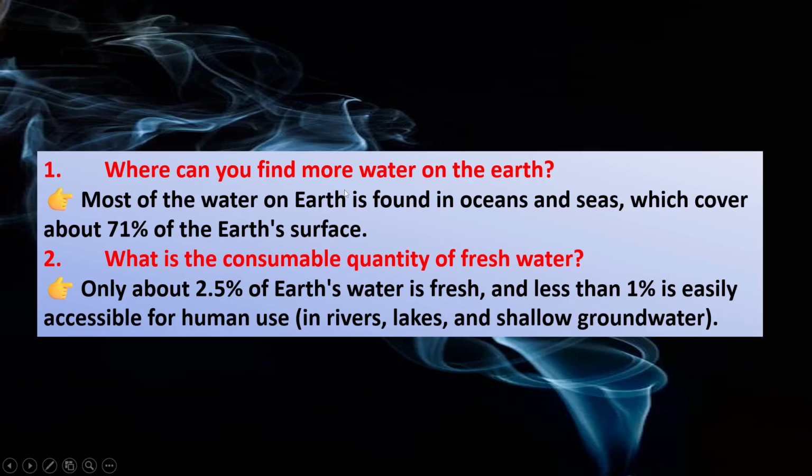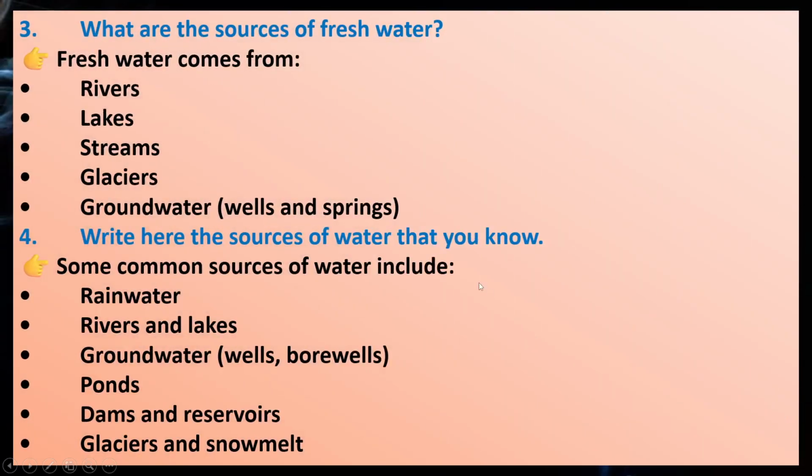First question, where can you find more water on the earth? Most of the water on the earth is found in oceans and seas, which cover about 71% of the earth's surface. 2. What is the consumable quantity of fresh water? Only about 2.5% of Earth's water is fresh and less than 1% is easily accessible for human use in rivers, lakes, and shallow groundwater.